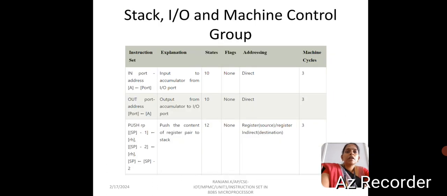Next, let us see the stack, IO and machine control group. Here, IN port address represents input to the accumulator from the input output port. Next is your OUT. Output from the accumulator to the input output port is given. Next is your PUSH RP. It pushes the content of the register pair onto the stack. This immediately moves the content to the stack.